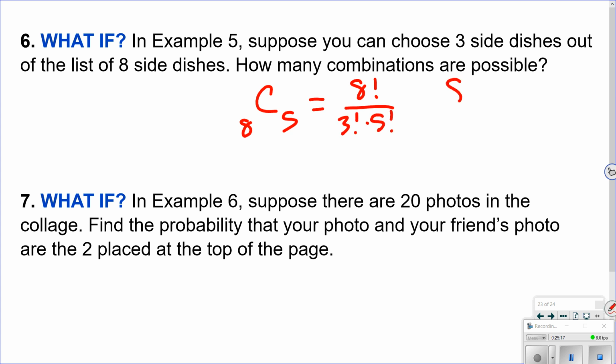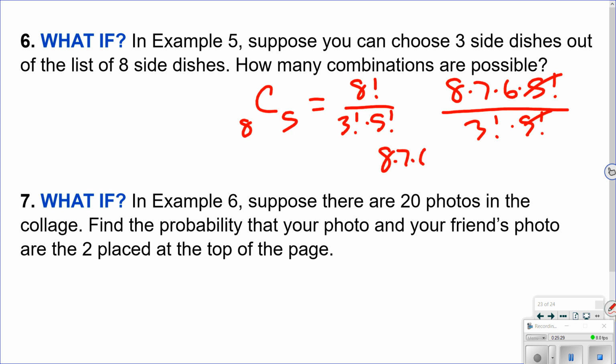So I'm going to go 8 times 7 times 6. I'm going to stop at 5 factorial because now I can just cancel out those. So now I have 8 times 7 times 6 on top. On the bottom I have 3 factorial, so 3 times 2 times 1. Let's see, I can take 3 into 6 would be 2. Then I actually just cancel out that 2. So 56. You have 56 possible combinations.